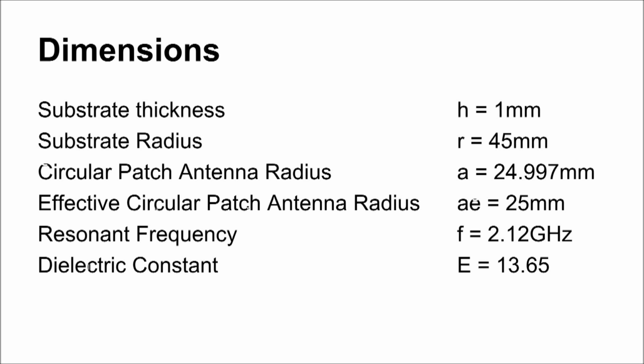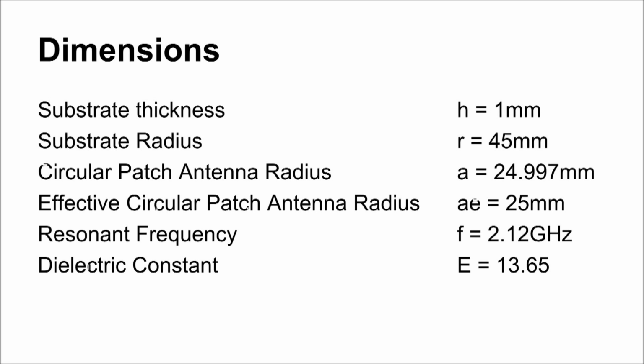Our substrate radius, we chose 45 millimeters. It was really arbitrary. We didn't really find use for it in any calculations, and in OpenEMS it didn't really matter what it was, but we thought we'd do it to scale compared to all of the other dimensions. So the circular patch antenna radius, we calculated A was 24.997 millimeters, but we decided to use the effective circular patch antenna radius calculation, which equaled exactly 25 millimeters.